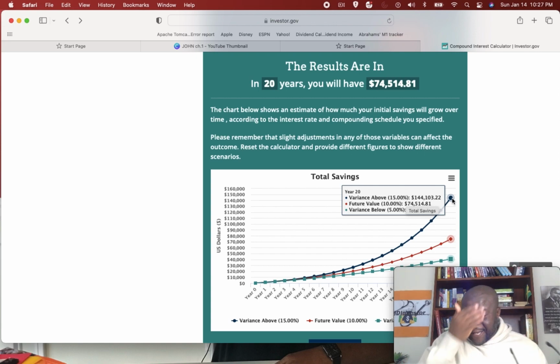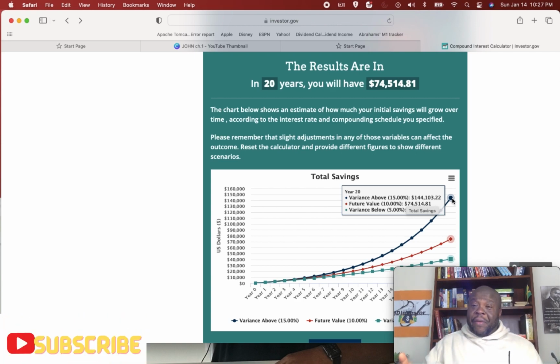A lot of us can do $100 a month. Make it automatic. And in 20 years, you'll have $74,000. Obviously, if the rate of return is better, you can get better. But to get higher rate of return, you may have to do a mix. You're like, how can I get 15%? Well, you can have a mixture in your portfolio.